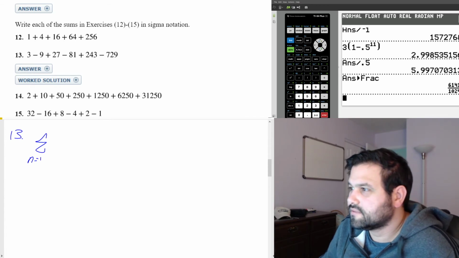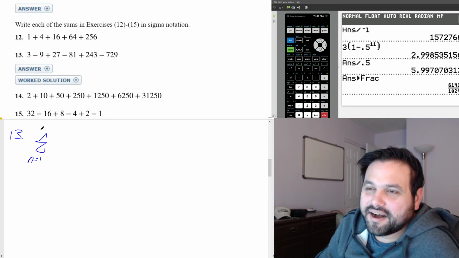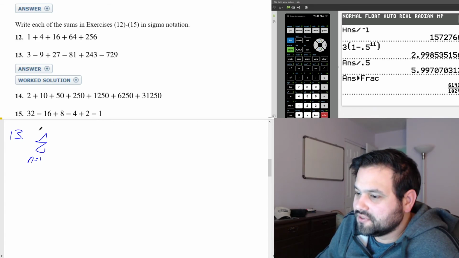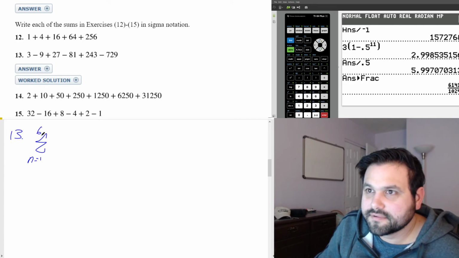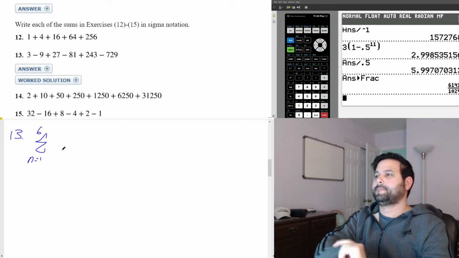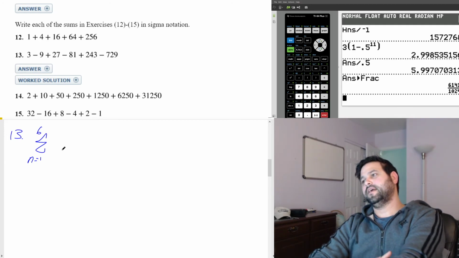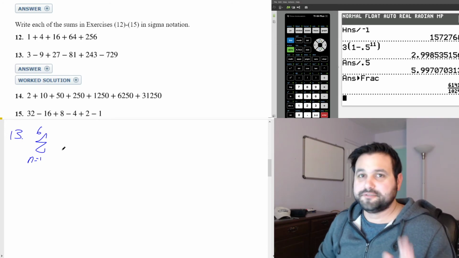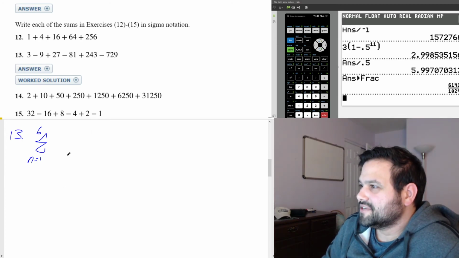Wait, hold on. So what I want to do is go to the 6. Sorry, mind blanking. Sometimes I mess that up. All right, 6 terms, so the top is 6. That's why I use that notation.